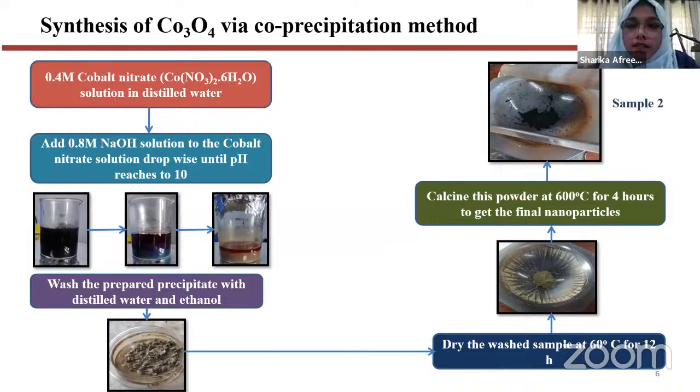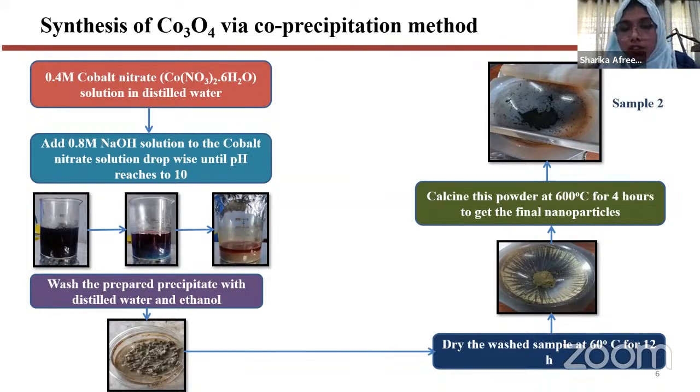We have also synthesized the same material via the co-precipitation method. So in this synthesis process, we have taken a 0.4 molar solution of cobalt nitrate in distilled water and a 0.8 molar solution of sodium hydroxide that was added into the cobalt nitrate solution dropwise until the pH of the solution reaches 10.